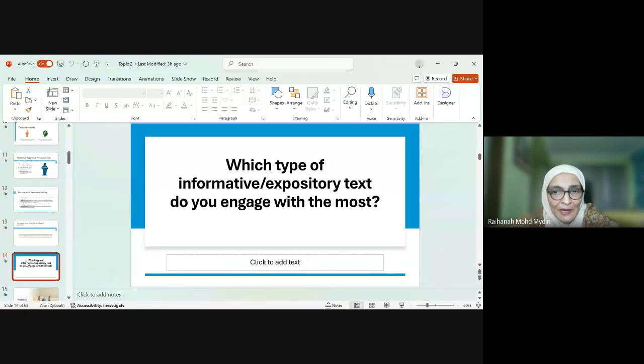So coming back to informative or expository text, I would like you to consider what kind of text you consume on a day-to-day basis. Maybe you consume news. Maybe you consume social media posts. Are these social media posts in the form of informative text, expository text, or are they in the form of persuasive text? So think about the things that you are consuming on a regular basis, and look at the type of subgenres of text that they are.